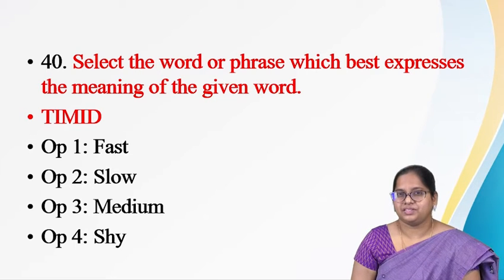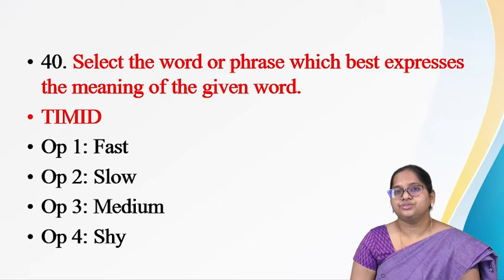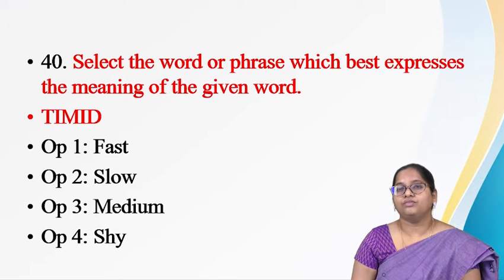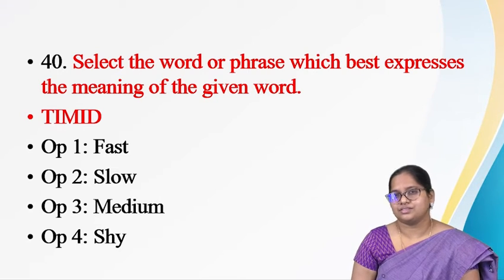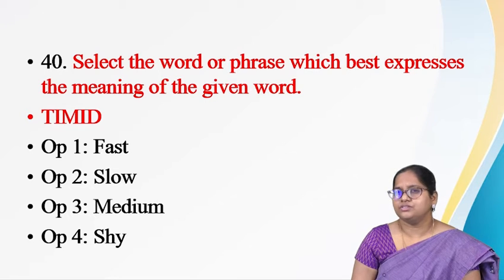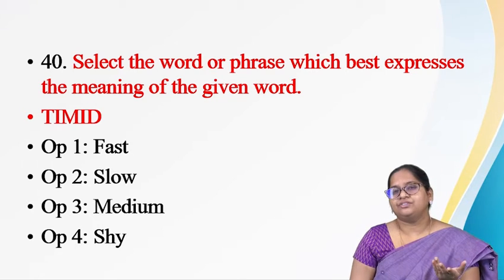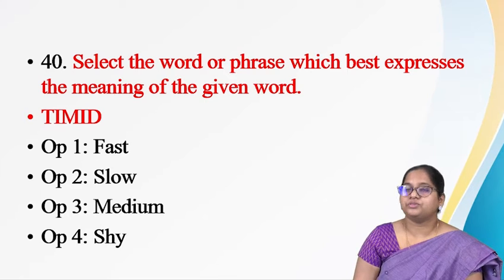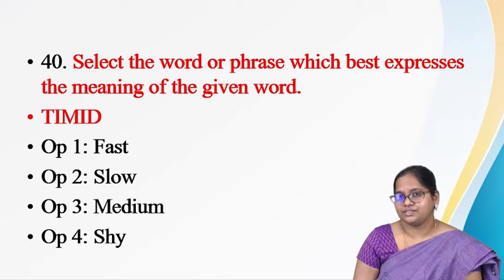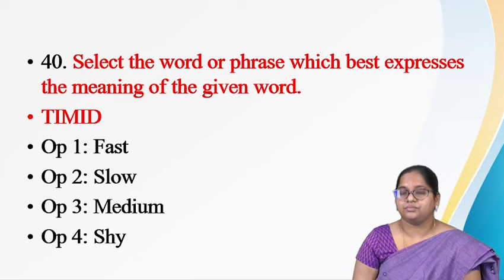Timid. Timidity is there, right? Option 1, fast. Option 2, slow. Option 3, medium. Option 4, shy. Obviously, it's nothing to do with fastness. Timidity is nothing to do with fast. Timidity is also nothing to do with slowness. And option 3, medium or average, is also unrelated. Option 4, shyness. Right? Shyness is the meaning of the word.